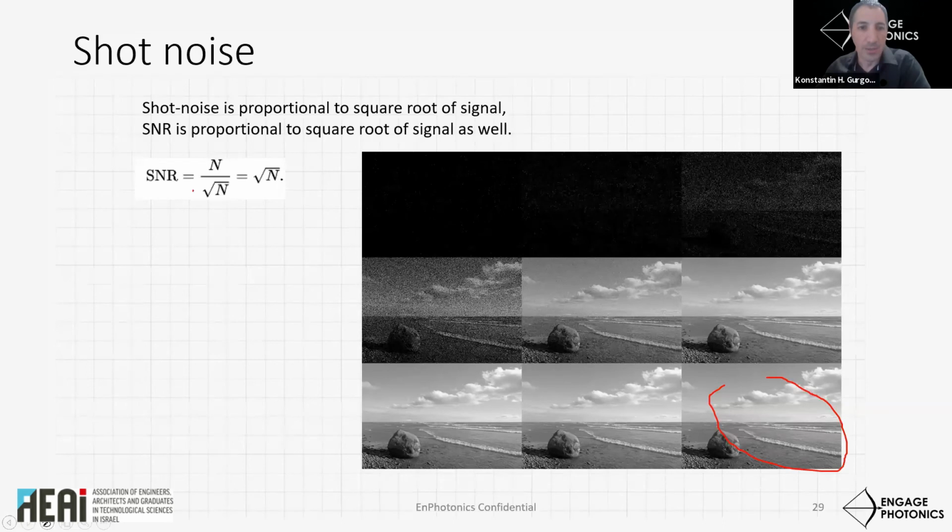The shot noise goes as the square root of the number of electrons incident. Yes, it doesn't settle with the units, but it is so. So the SNR overall goes as the square root of the signal.